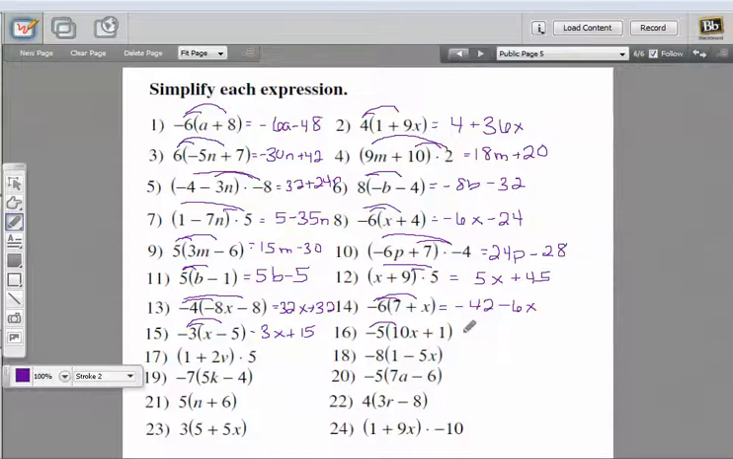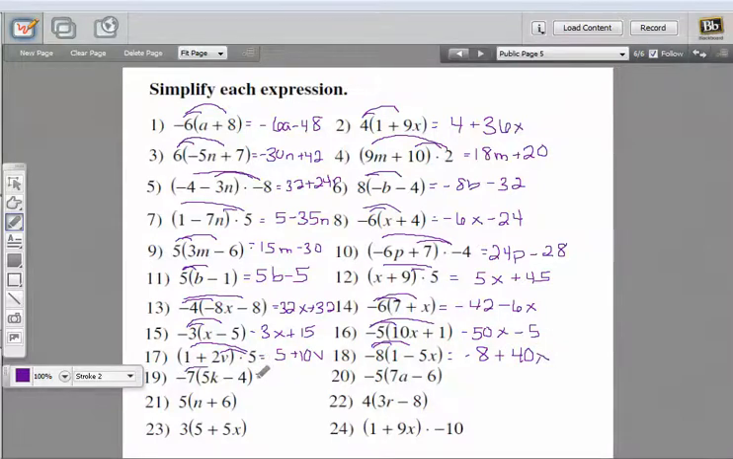-5 times 10x is a -50x. And -5 times 1 is a -5. 5 times 1 is 5, and 5 times 2v is 10v, a positive 10v. A -8 times 1 is a -8, and a -8 times -5x is a positive 40x.